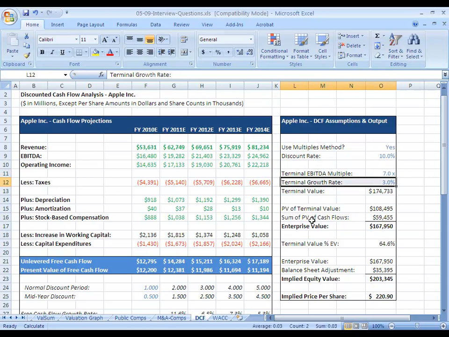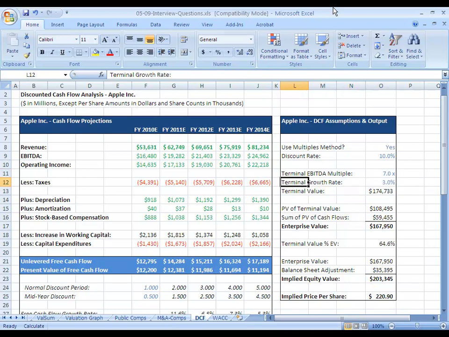We assume that a company grows indefinitely into the future and that its cash flows eventually slow down to a fixed growth rate year after year. In terms of the trade-offs here, the EBITDA multiple method is used more often when you have no real insight into what a company's long-term growth rate might be. I would say in investment banking, most of the time you use the multiples method.